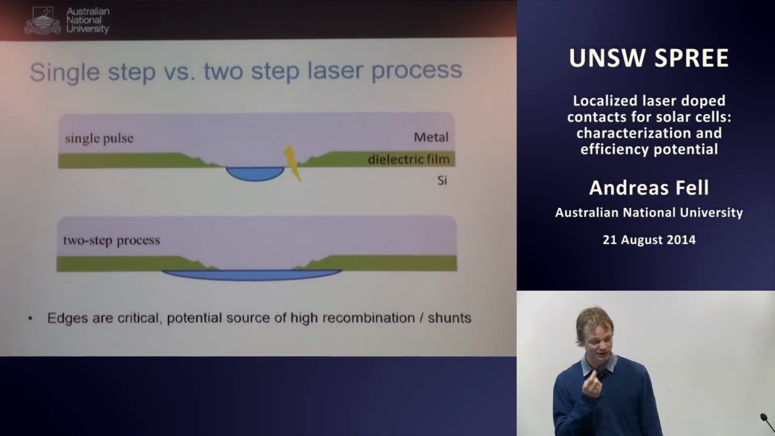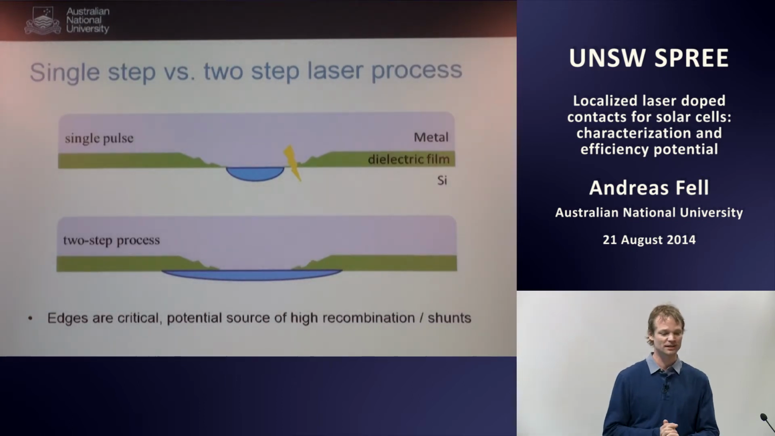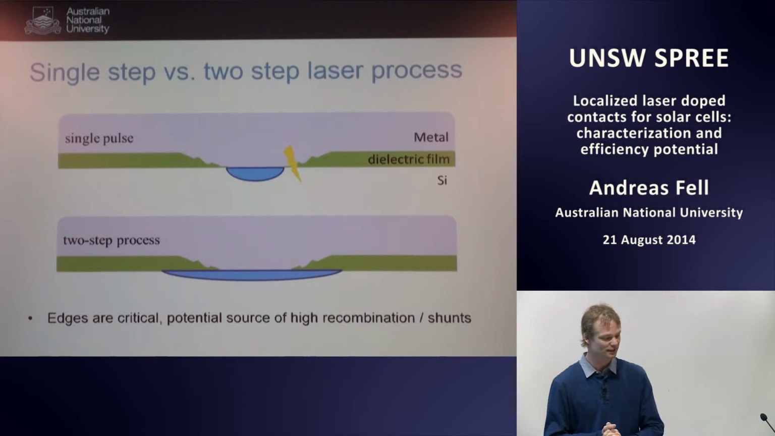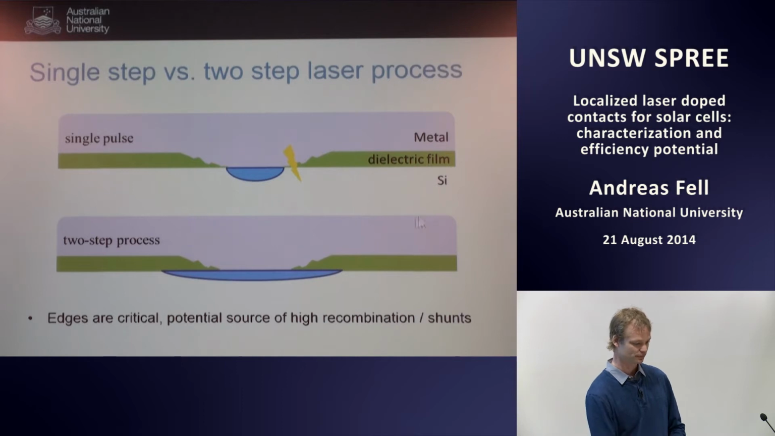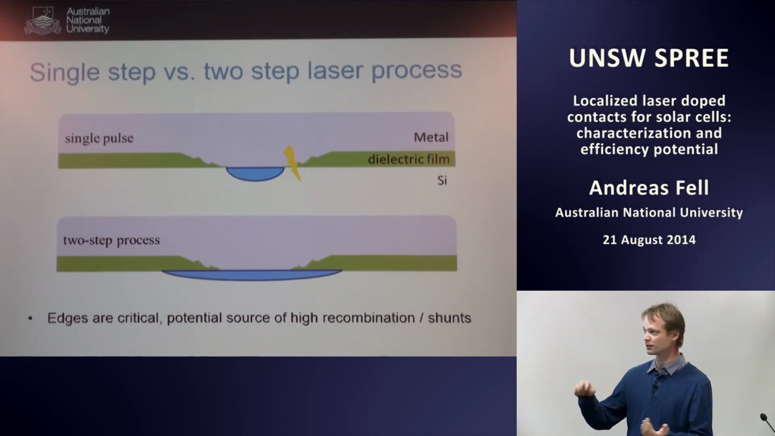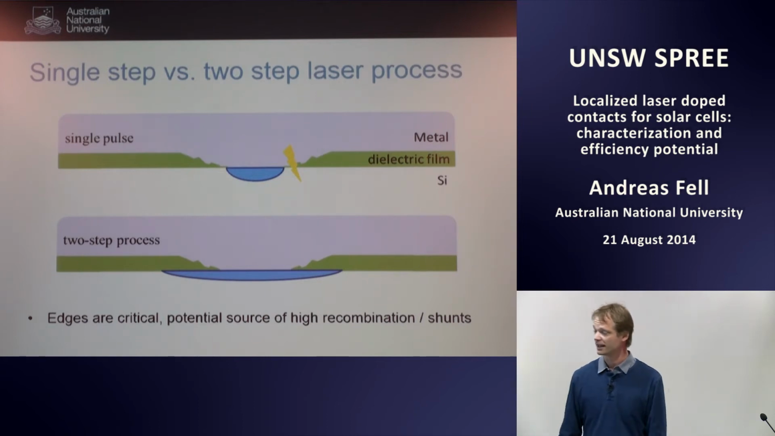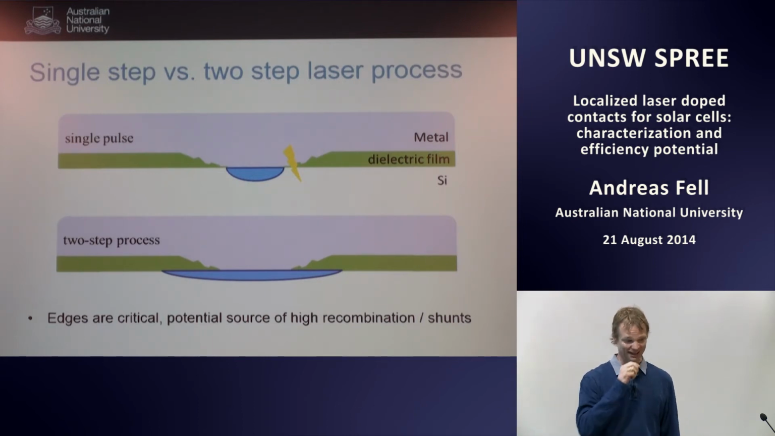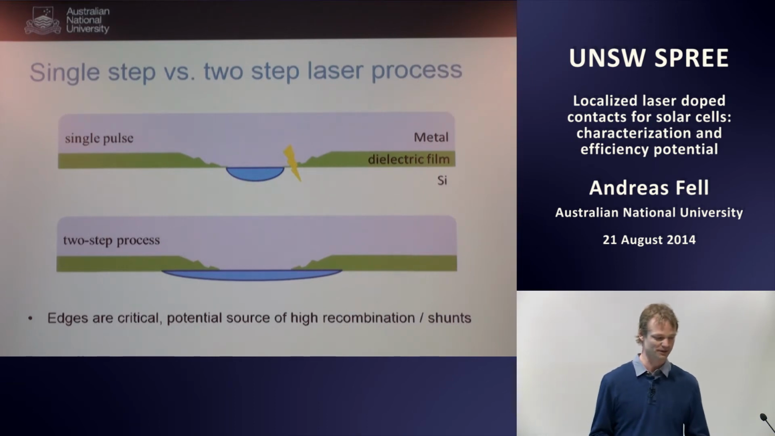So now you have essentially two options to do your laser localized contact. Either the very easiest one I just mentioned would be to go for a single pulse. So you somehow deposit a dopant source on top of your dielectric layer, and you fire a laser pulse, and the dopant gets incorporated into the silicon and opens up the dielectric film at the same time, and you're finished.